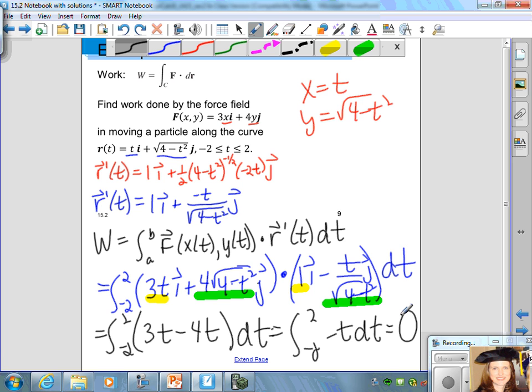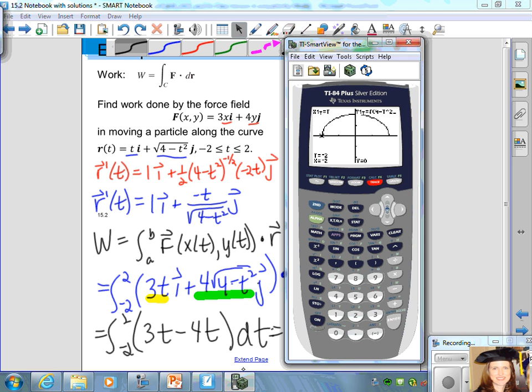Now you may think to yourself, how can work equal 0? Well, in physics applications, when you're finding work, there are some cases where the work is positive, and there are cases when the work is negative. So perhaps on part of this path the work is positive and on the other part the work is negative, so they end up canceling each other out. So in this case the work is equal to 0.